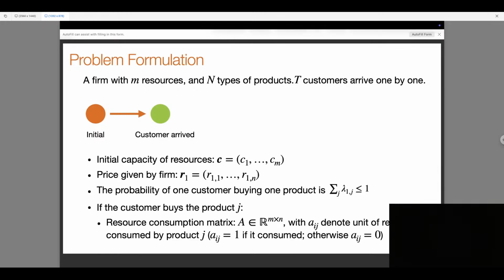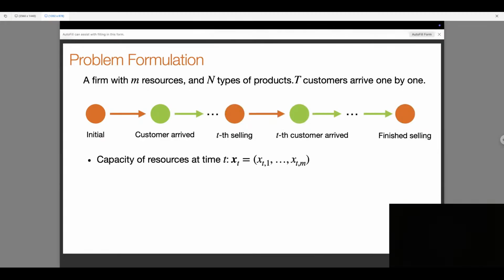If the customer buys product j, there is a resource consumption matrix A, with A_ij denoting the units of resource i consumed by product j. A_ij equals 1 if it is consumed, and otherwise it is 0. Then this procedure repeats as the next customer arrives.